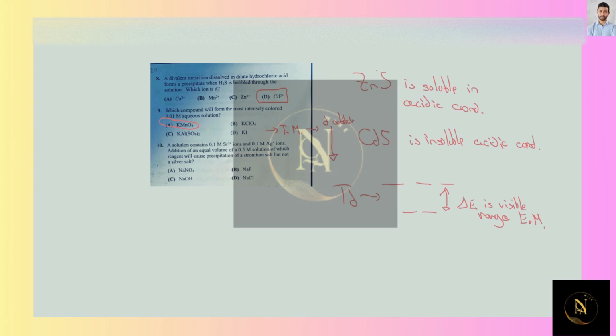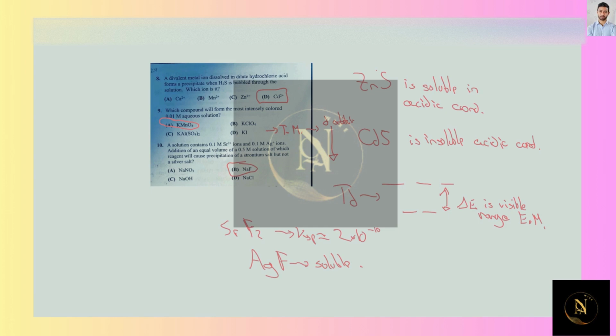And finally, a solution contains 0.1 molar of strontium 2+ and 0.1 molar of silver+ ions. Addition of an equal volume of 0.5 molar solutions of which reagent will cause precipitation of a strontium salt? And for the last one, it would be sodium fluoride, because strontium fluoride has a value for Ksp of approximately 2 times 10 to the minus 10, while at the same time silver fluoride is going to be soluble in water. So you may classify strontium fluoride as slightly soluble, while the silver fluoride is going to be soluble.